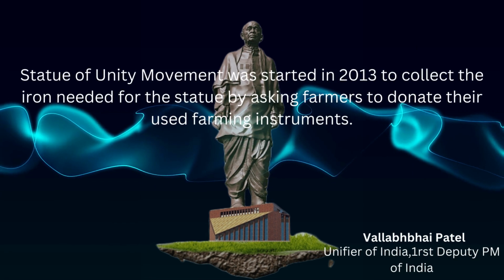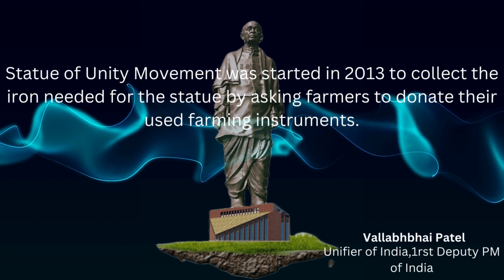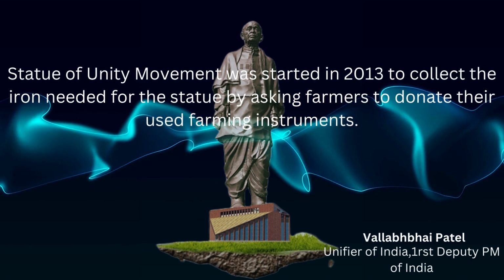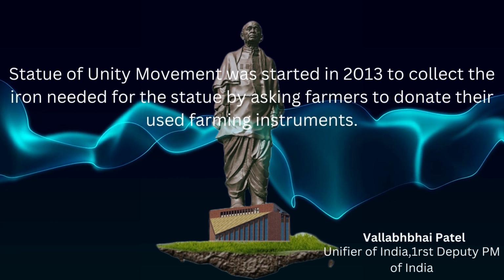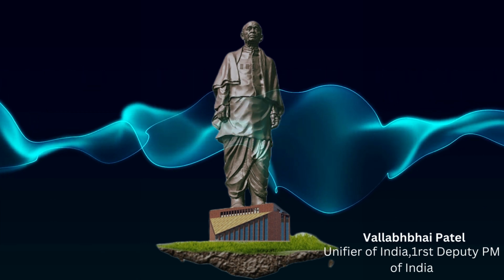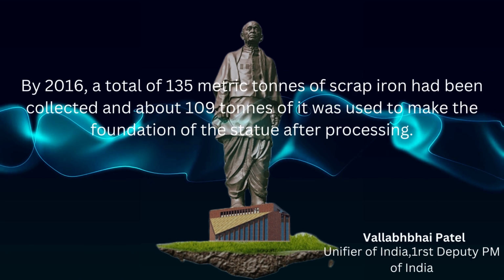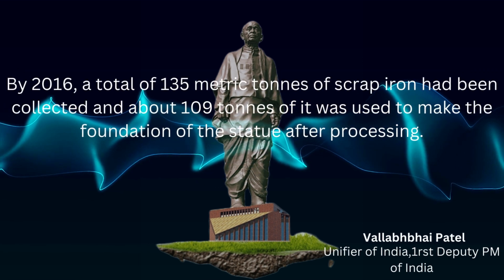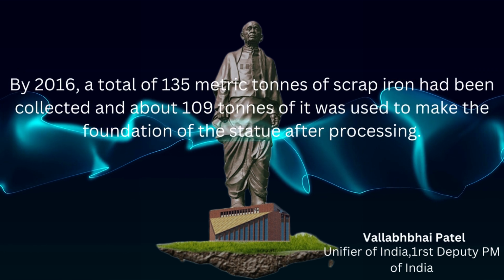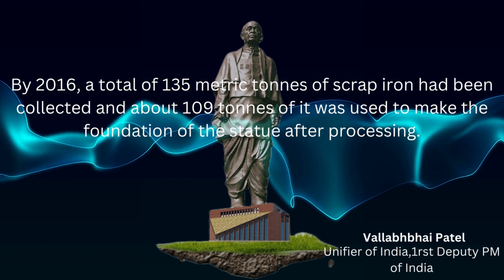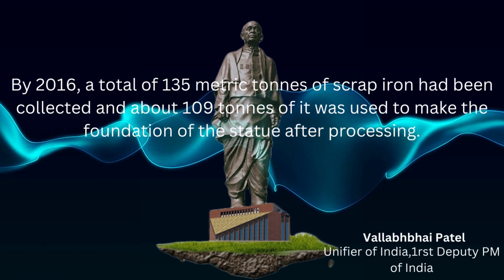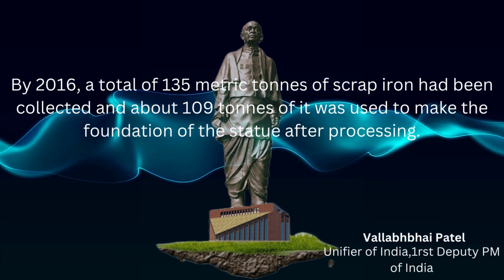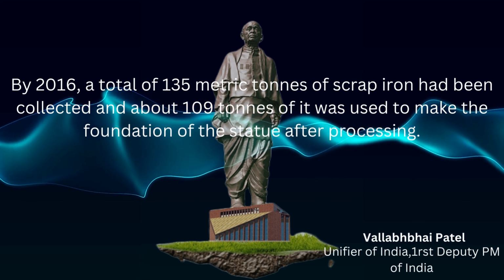Statue of Unity movement was started in 2013 to collect the iron needed for the statue by asking farmers to donate their used farming instruments. By 2016, a total of 135 metric tons of scrap iron had been collected and about 109 tons of it was used to make the foundation of the statue after processing.